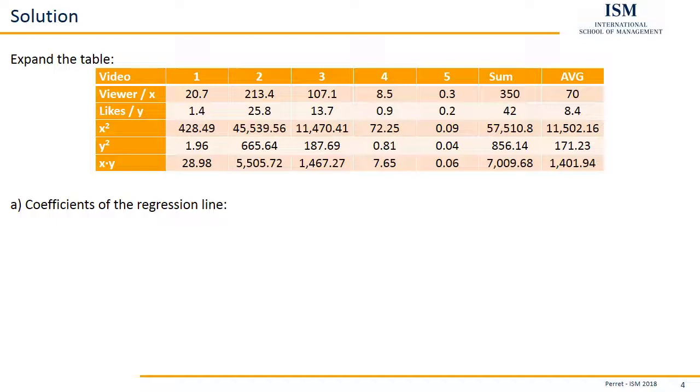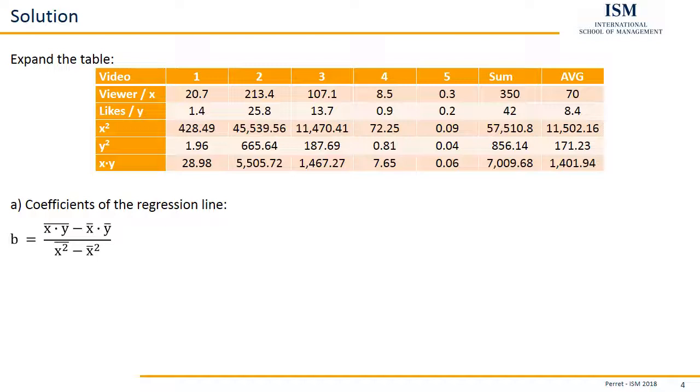Having done these preliminary calculations, we can start with the first part of our exercise, calculating the coefficients of the regression line. Why did we do all this work? Well, if we take a look here at the formula for the slope of the regression line, we see that it can easily be calculated by first taking the average of x times y. This is the 1,401.94, and subtract the average of x times the average of y. So subtract 70 times 8.4. All of this is then divided by the average of x squared.